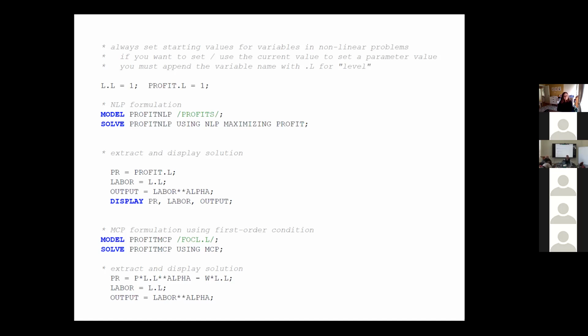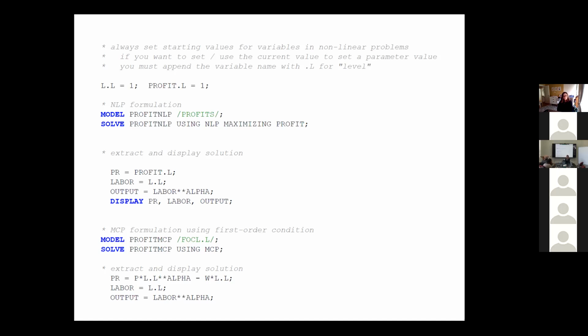Okay, so there's 2 ways of solving this little toy model. One is as an NLP, and this is the notation. You have to give the model a name that you're going to solve. So the keyword is model, and then you give it a name, which is not something used elsewhere. I call the model name profit NLP, and then you have to specify the equations or inequalities that go in the model.